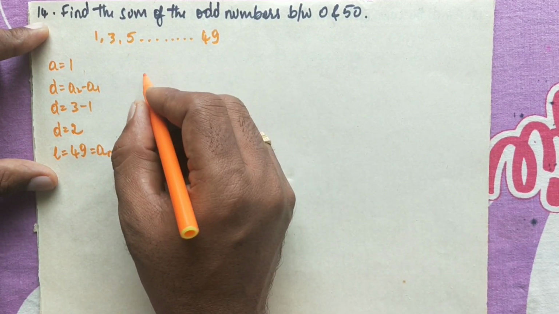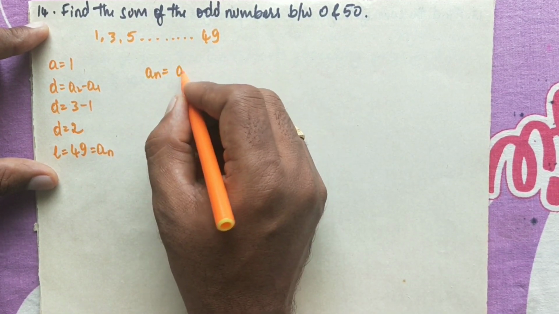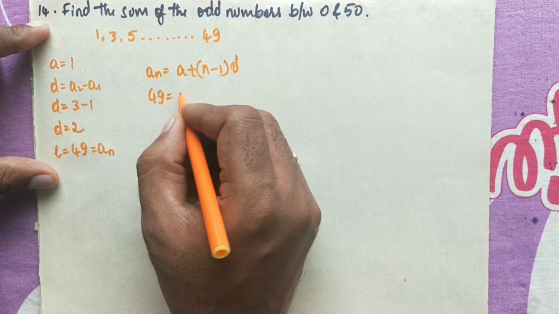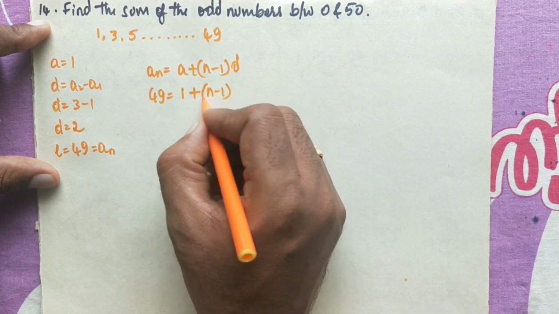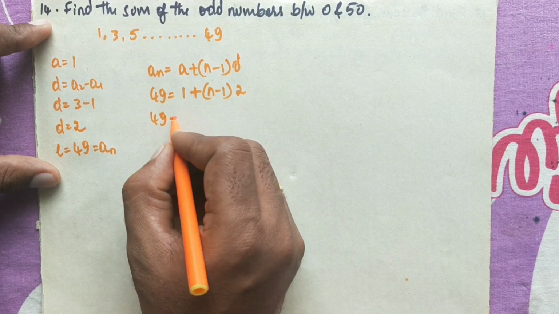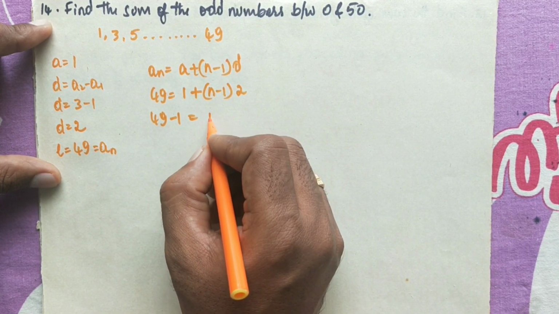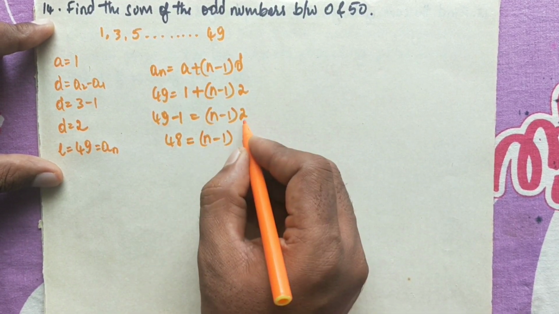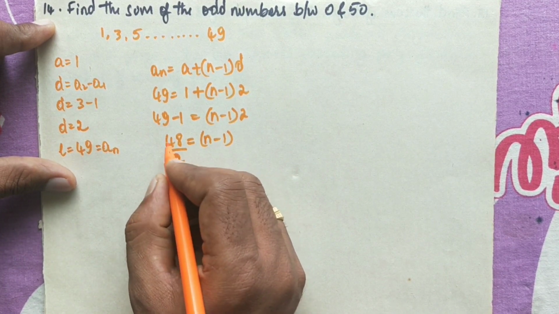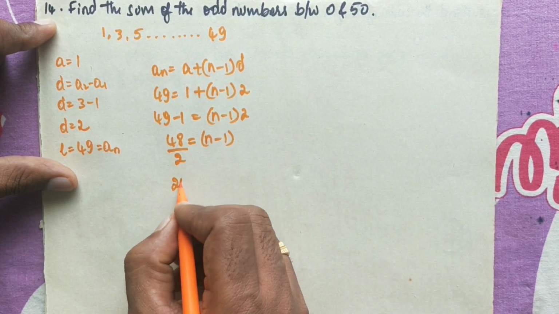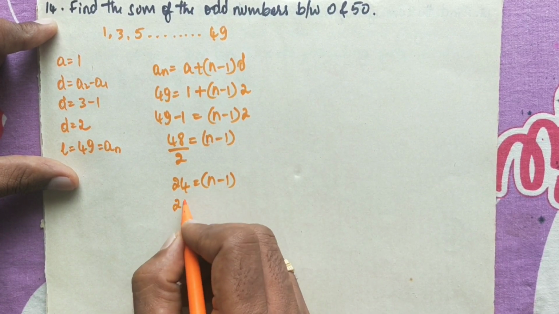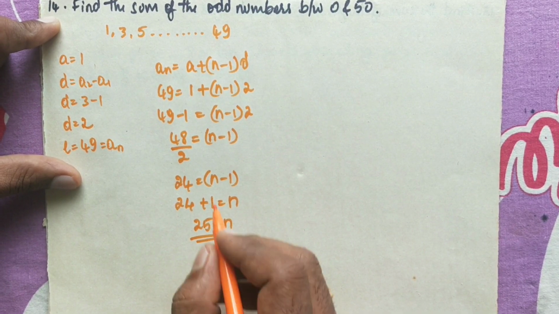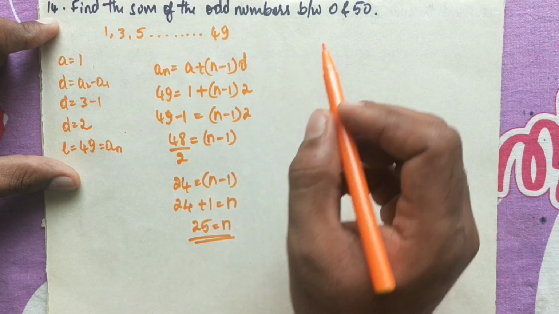To calculate, we use the nth term formula, an is equal to a plus n minus 1 into d. So an is 49, a is 1, n is what we want to calculate, and d is 2. 49 minus 1 is equal to n minus 1 into 2. So 48 is equal to n minus 1 into 2, and dividing by 2, 24 is equal to n minus 1. 24 plus 1 is equal to n, so 25 is equal to n. So we can say there are 25 odd numbers.